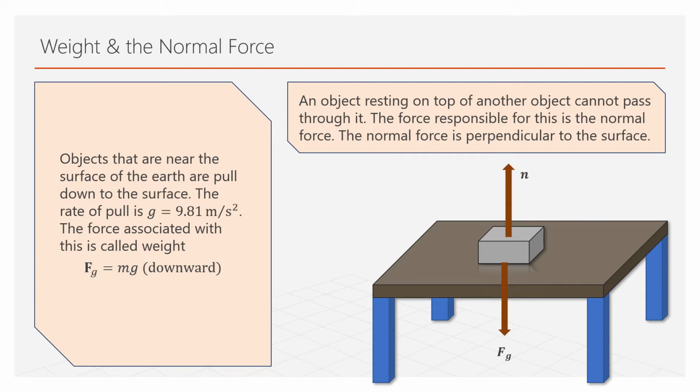Because this object is at equilibrium, meaning it is not accelerated, the normal force and the weight are equal. Here it is important to note, weight is always straight downward, and normal force is always perpendicular to the surface.